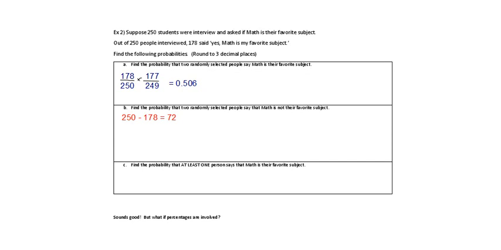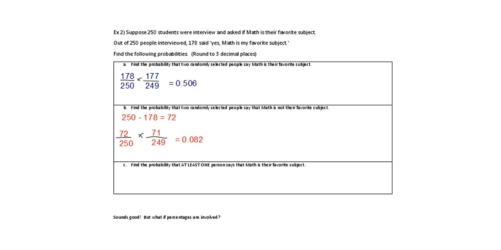Okay, well, let's take a shot at it. So I'd like to do 72 over 250. And then right after, I'd like to do 71 over 249. And let's see if we can get the fraction signs in. All right, let's put this in the calculator. And for that, we're going to get 0.082. So about an 8% chance that two people selected at random dislike math.